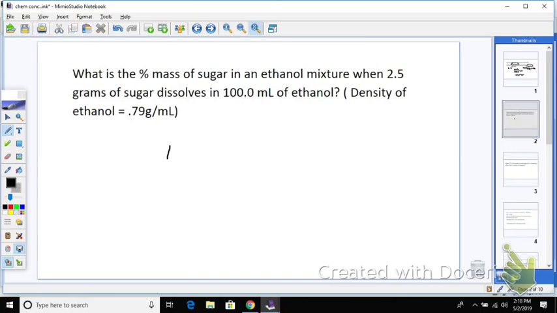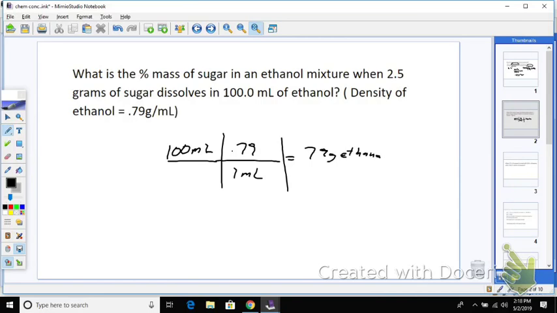So you took 100 milliliters, and then you found the actual mass of ethanol, and you took it times 0.79, so you got 79 grams of ethanol. And then you added 79 to 2.5 grams of sugar, and you would divide by the total, which was 81.5, right? Times 100. What'd you get for percent? 3 point, is it 3.1? Yeah. Okay, 3.1. Okay, good.